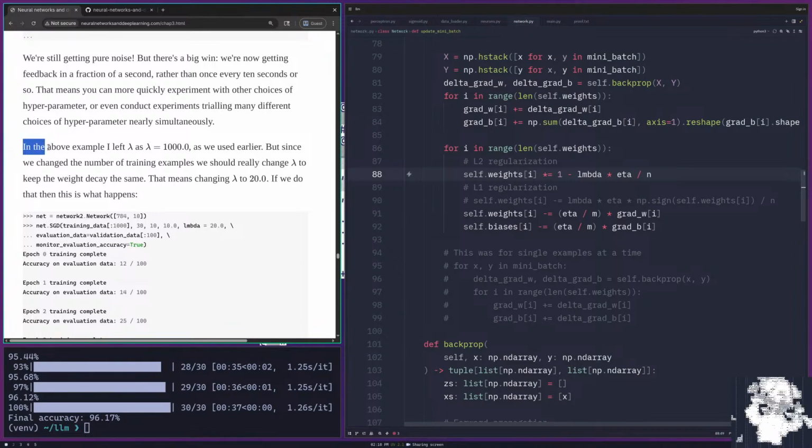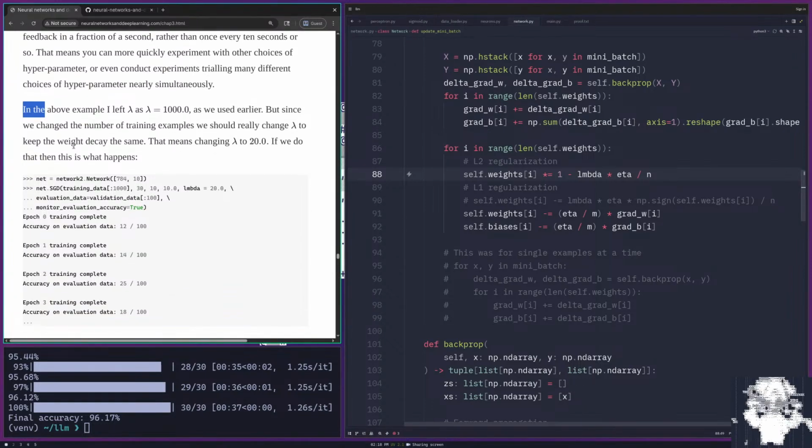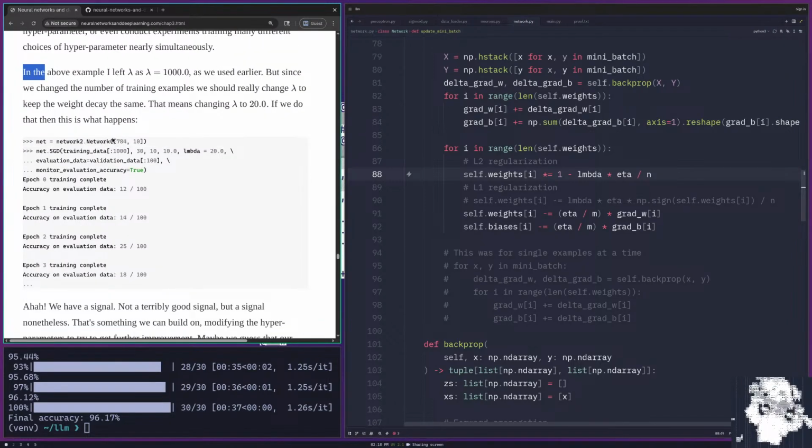In the above example, I left lambda as lambda equals 1,000, as we used earlier, but since we changed the number of training examples, we should really change lambda to keep the weight decay the same. That means changing lambda to 20. If we do that, then this is what happens. Oh, we start to learn.